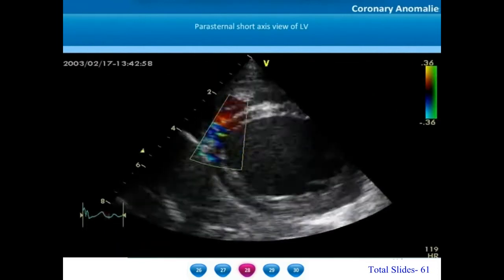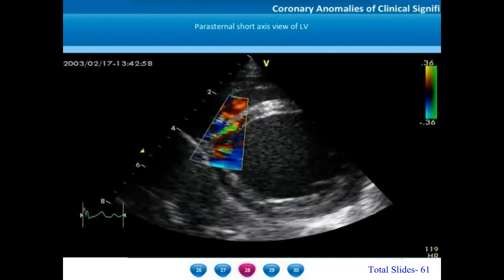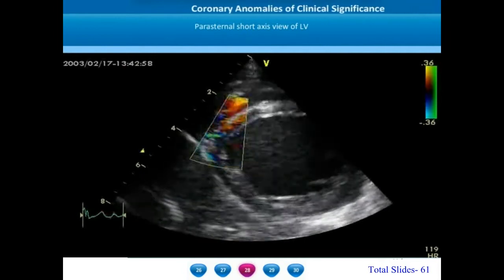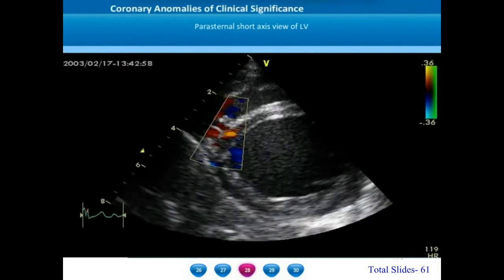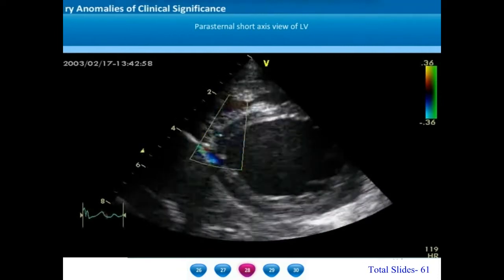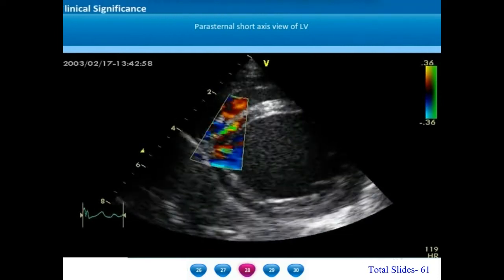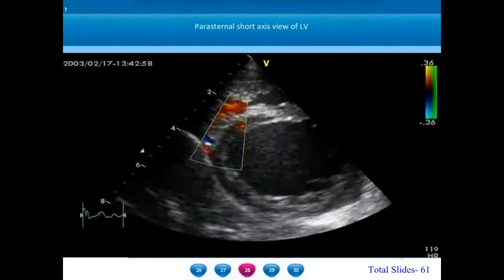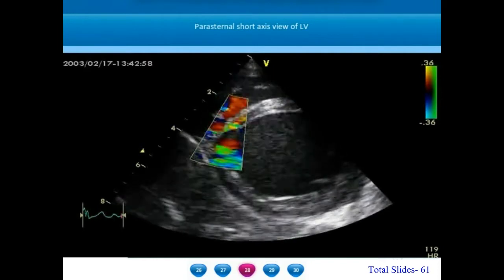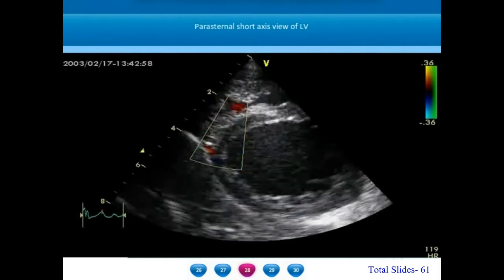On the parasternal short axis view of the left ventricle, the similar flow from the posterior IV groove to the anterior IV groove, from the PDA to LAD, takes a red color coding because the flow is from posterior to anterior.